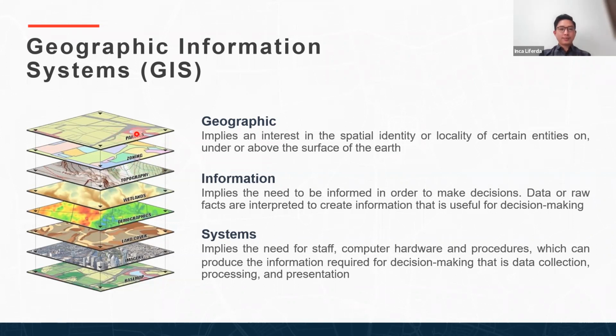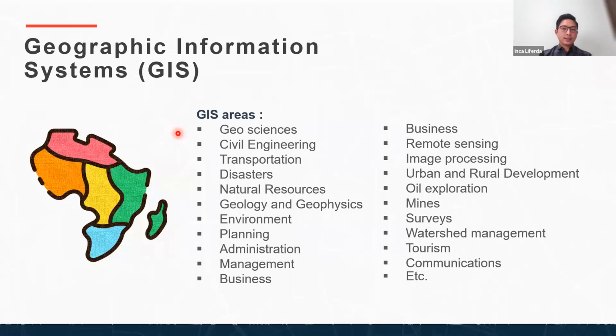So next, about the areas, like I told you before, the GIS has significance, or potential, to be applied in a wide range of areas. For example, civil engineering, transportation, disasters, natural resources, and also tourism planning.